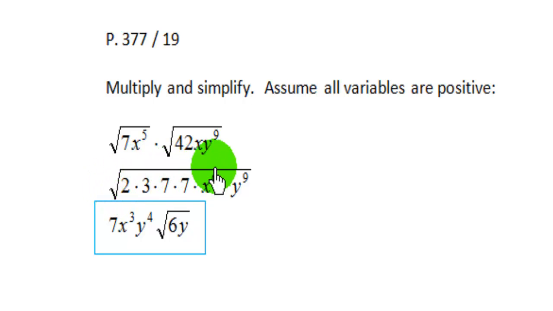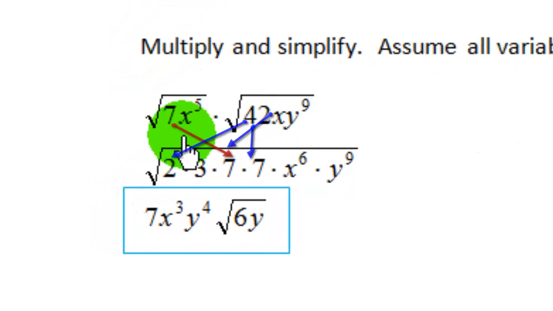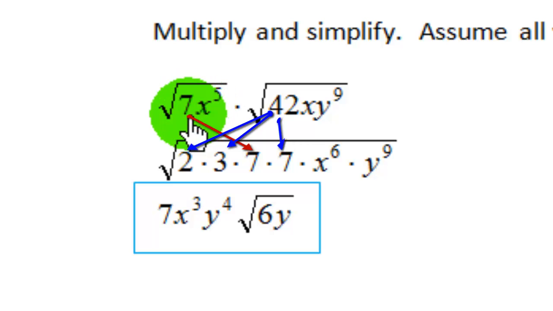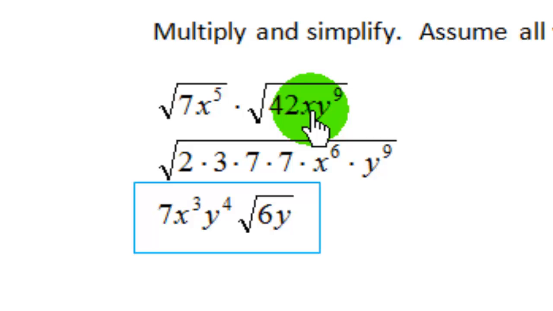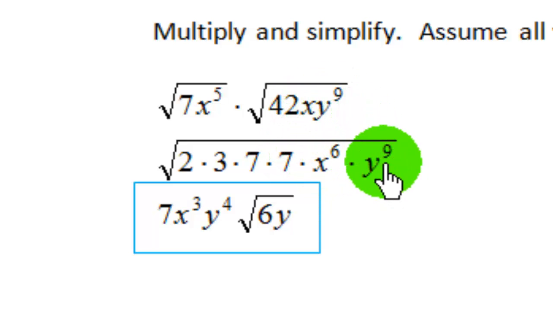I put everything underneath the same radical sign. So instead of 7, x to the 5th, I have the 7 as a factor next to the factors of 42, which are 2, 3, and 7. So for all the numbers, my factors are 2 times 3 times 7 times 7. That's equivalent to 7 times 42. X to the 5th times x, or x to the 1, is x to the 6th. And then we have y to the 9th as a factor.